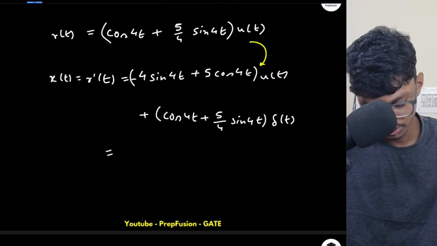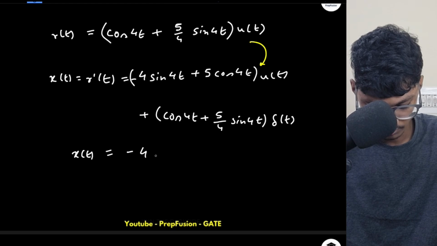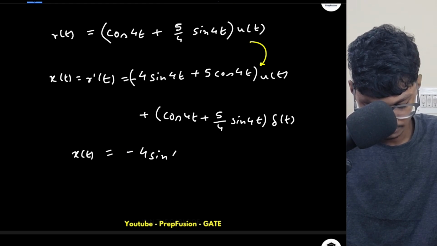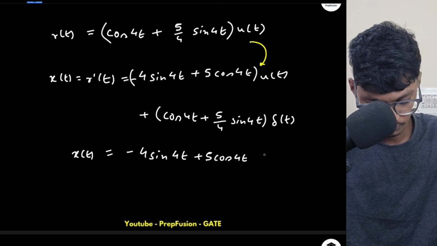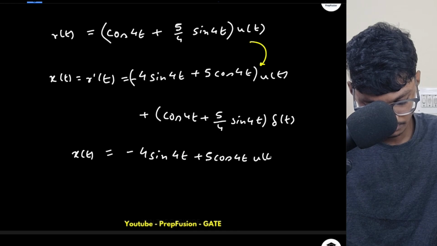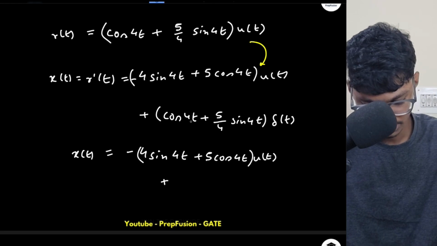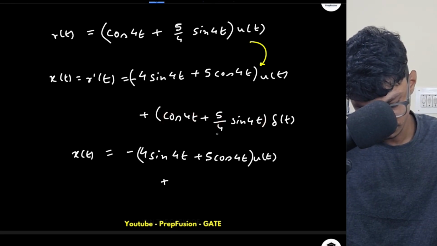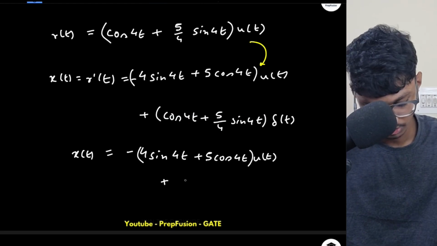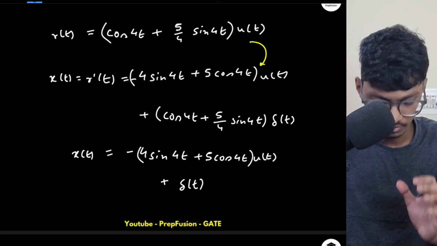If I put t equals 0, overall my x of t will come out to be 4 sin 4t plus 5 cos 4t u of t, plus this will be 1, this will be simply 0. Okay, this is not 5 by 4, sorry. Yes, this will be 5 by 4, this will be simply 0. So it will be simply delta of t. That will be your final answer here.